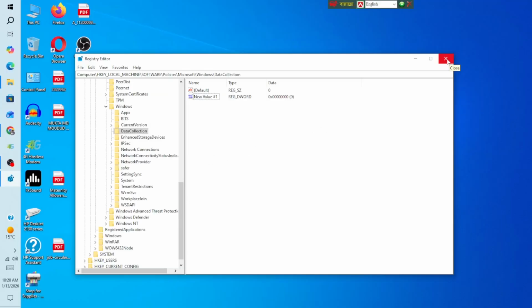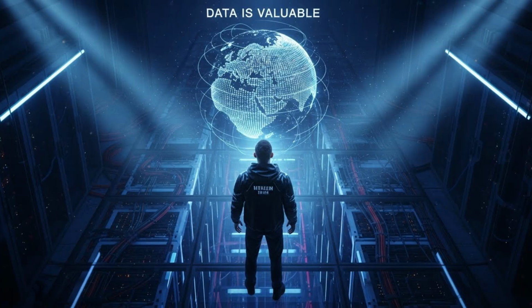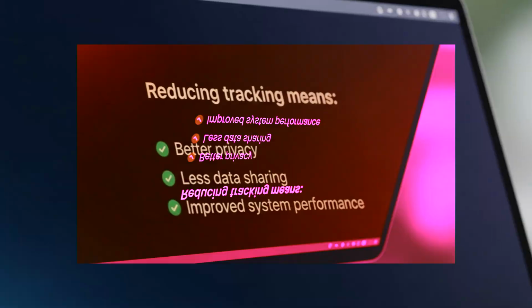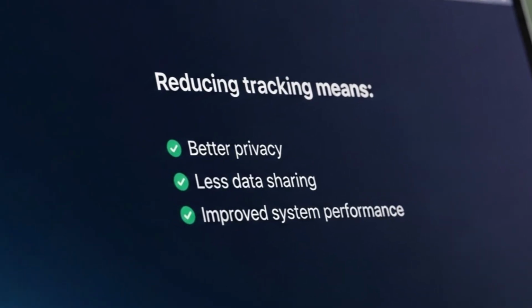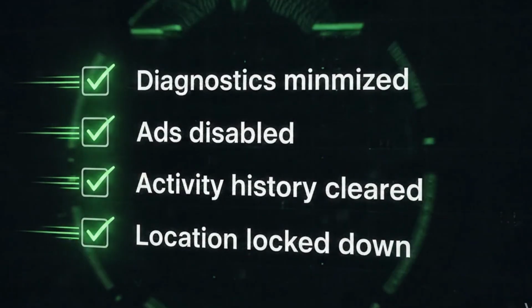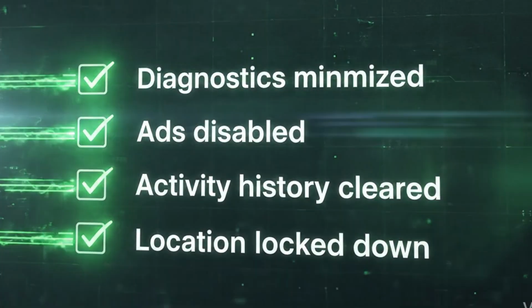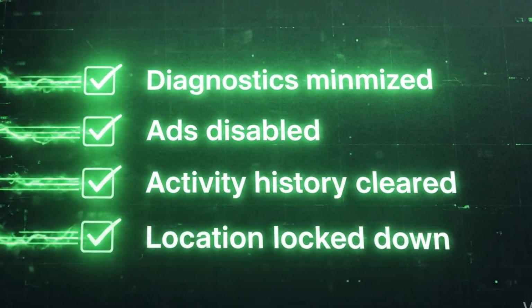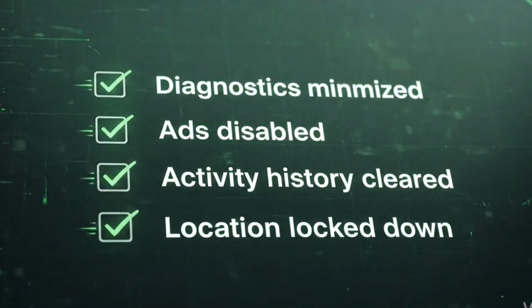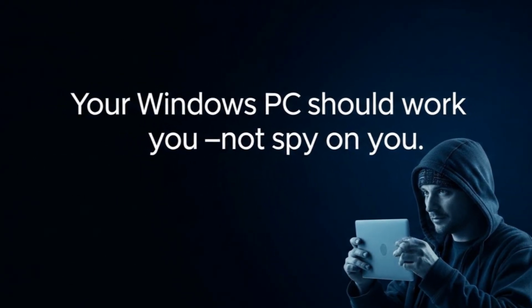And tracking is now heavily limited. In the US, data is valuable, and once it's collected, you don't control where it goes. Reducing tracking means better privacy, less data sharing, and improved system performance. Your Windows now has diagnostics minimized, ads disabled, activity history cleared, and location locked down. Your Windows PC should work for you, not spy on you.